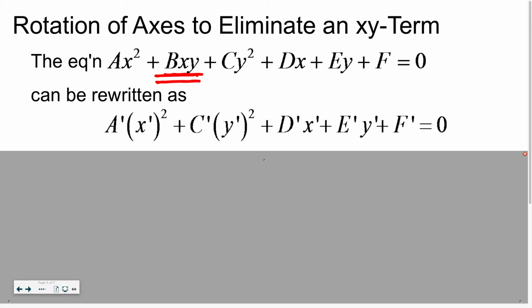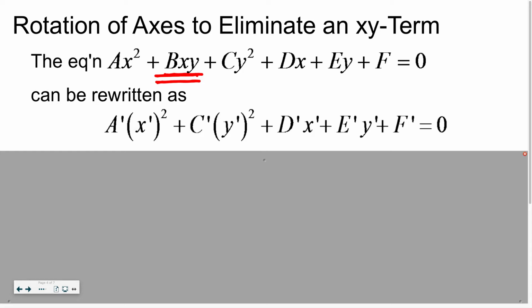And the solution to this problem is what the title of this slide is. Let's rotate the axes so that now our axes aren't horizontal and vertical. They're rotated. And if we do that, we're going to eliminate the XY term, which means that I can graph it just like I had always graphed all my conic sections before.